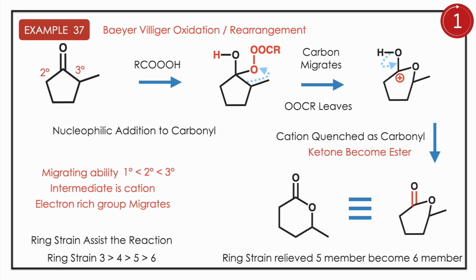You have a cation near the alcohol. The cation is converted to a carbonyl by hydrogen elimination. If you redraw nicely, you end up with a 6-member ring. You notice that the 5-member ring becomes a 6-member ring. During the process, ring strain is relieved. It goes from an unstable system to a stable system, so the ring can assist the whole reaction. The concept you have to learn here is that in a strained system, ring strain will be relieved because Baeyer-Villiger oxidation promotes ring expansion.